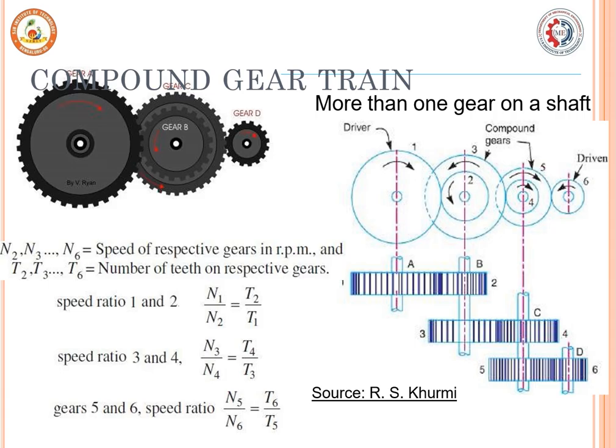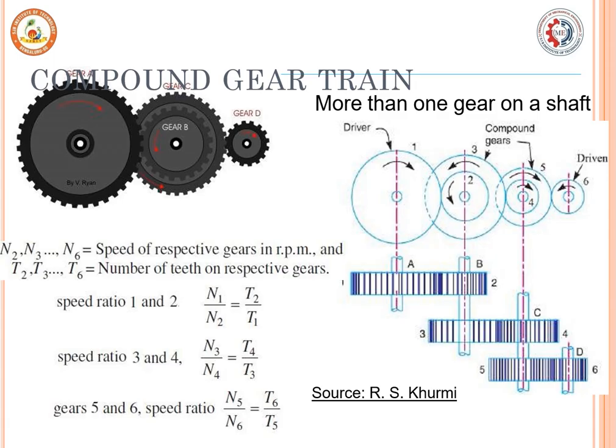When you take a compound gear train, you can see there are many gears connected to each other. There are 6 gears. The first is the driver and the last is the driven, each having a single gear. In between those two there are 4 gears, with 2 gears connected to gear 1 and gear 6. The speed ratio n1 by n6 is equal to t6 by t5, you are supposed to take the ratio.